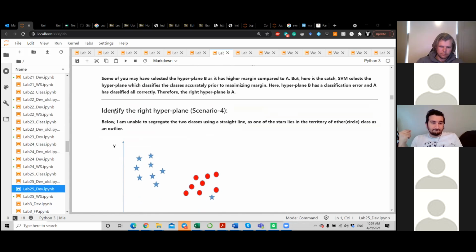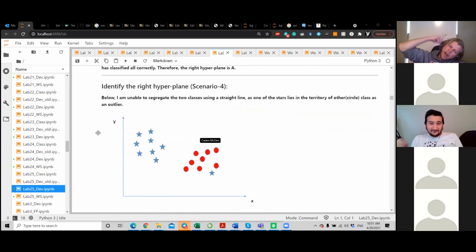It's got to be a straight line, right? Yes. I am unable to segregate the two classes using a straight line, as one of the stars lies in the territory of the other circles as an outlier. So Caden comes in.